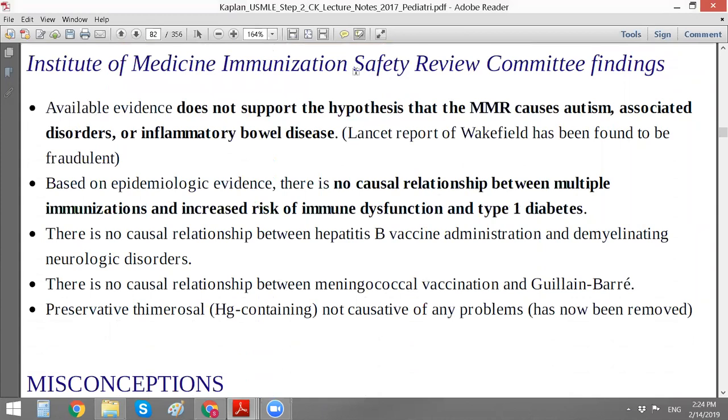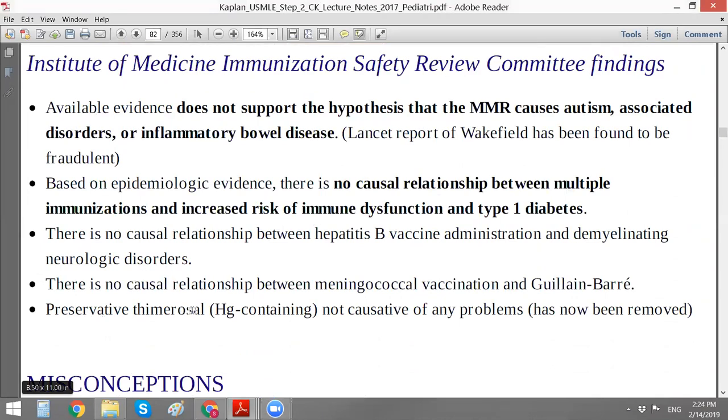Okay, the Institute of Medicine Immunization Safety Review Committee findings do not support the hypothesis that MMR causes any autism-associated disorder or inflammatory bowel disease. Based on epidemiologic evidence, there is no causal relationship between multiple immunizations and increased risk of immune dysfunction and type 1 diabetes. There's no causal relationship between hepatitis B and demyelinating neurologic disorders, and none between meningococcal vaccine and Guillain-Barré.